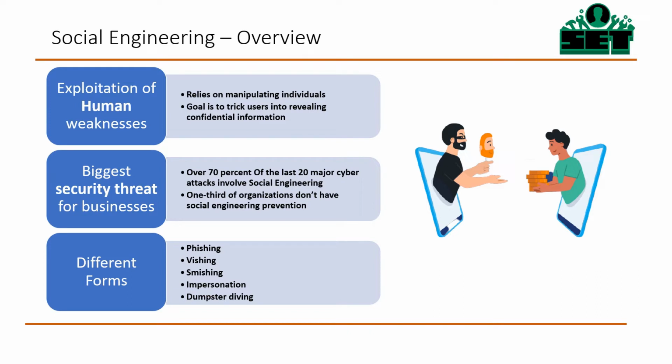What is social engineering? Exploitation of human weakness that relies on manipulating individuals. The goal is to trick users into revealing confidential information. Second, it is the biggest security threat for business. As an overview, 70% of the last 20 major cyber attacks involve social engineering. One third of organizations don't have social engineering prevention. Its different forms are phishing, vishing, smishing, impersonation, and dumpster diving.